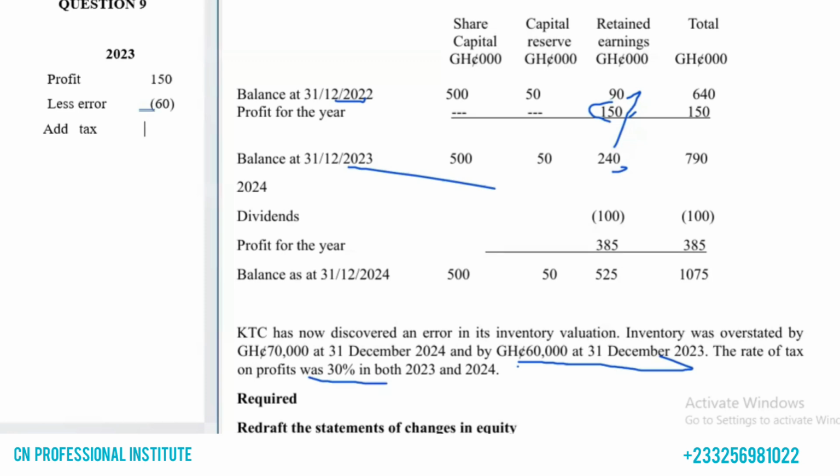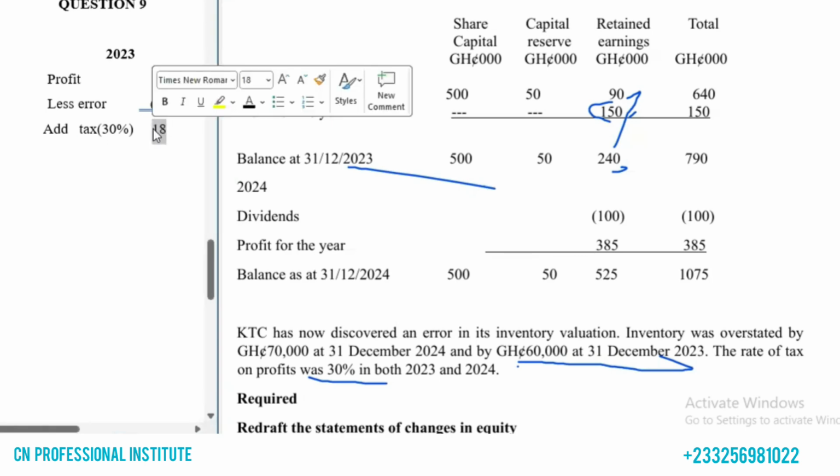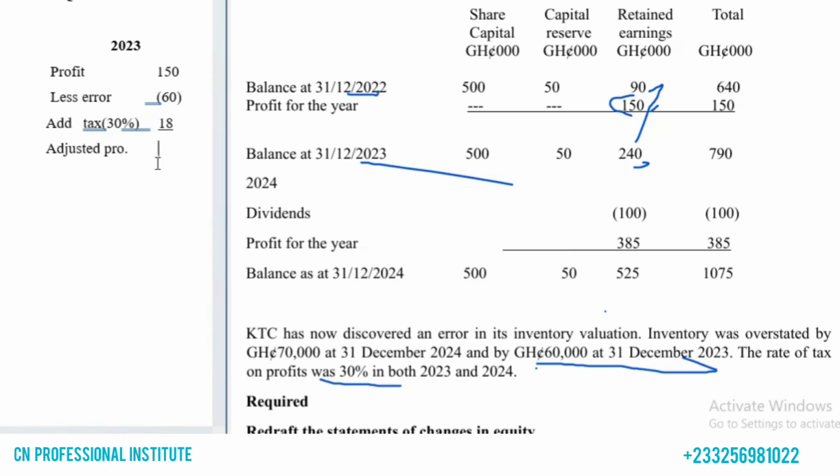Okay. The tax is 30%. So find 30% of the 60, which will give us 18. So we have to add 18. So we less the error, 60, we add 18, and that becomes our adjusted profit in 2023. So we have 108 as the adjusted profit.